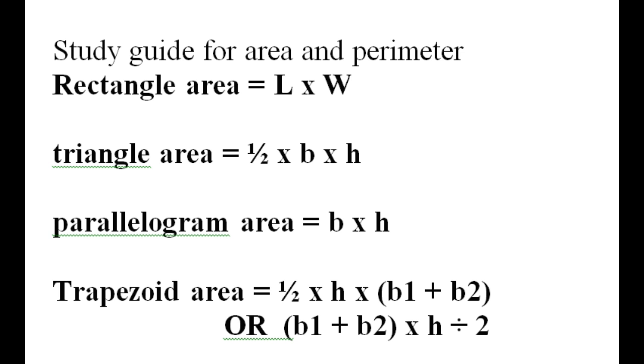And then trapezoid, I wrote it both ways, either half of the height times base 1 plus base 2, or base 1 plus base 2 times the height divided by 2.